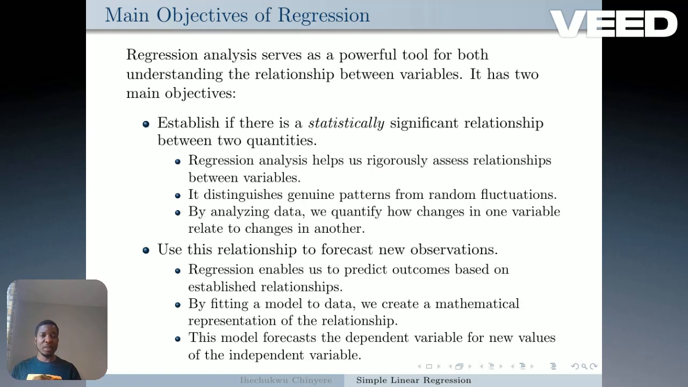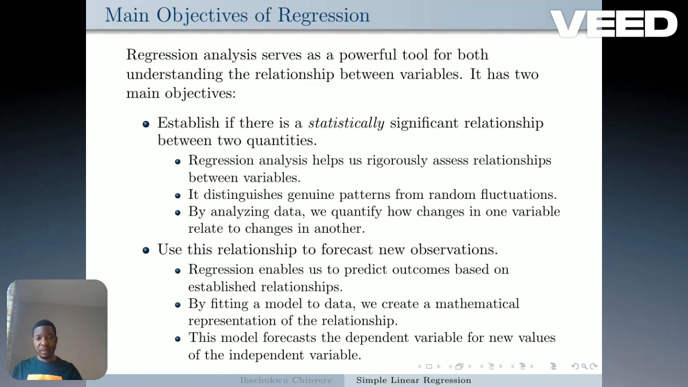So there are two main objectives for doing regression. The first one is to study the relationship that exists between variables, and the second is to make predictions. When you study the relationship, you want to know whether there is a significant relationship between them. To be more precise, a statistically significant relationship. We have statistical tools to measure this, because we don't want the relationship to be just noise.